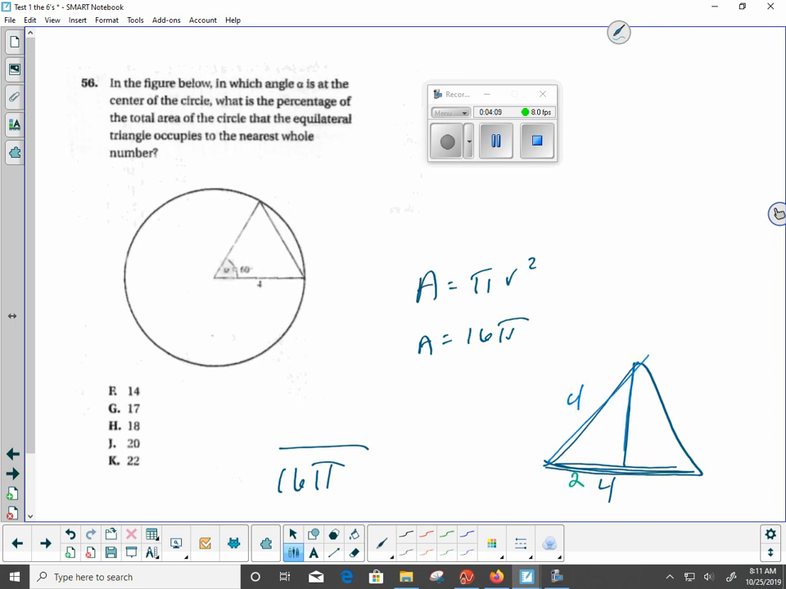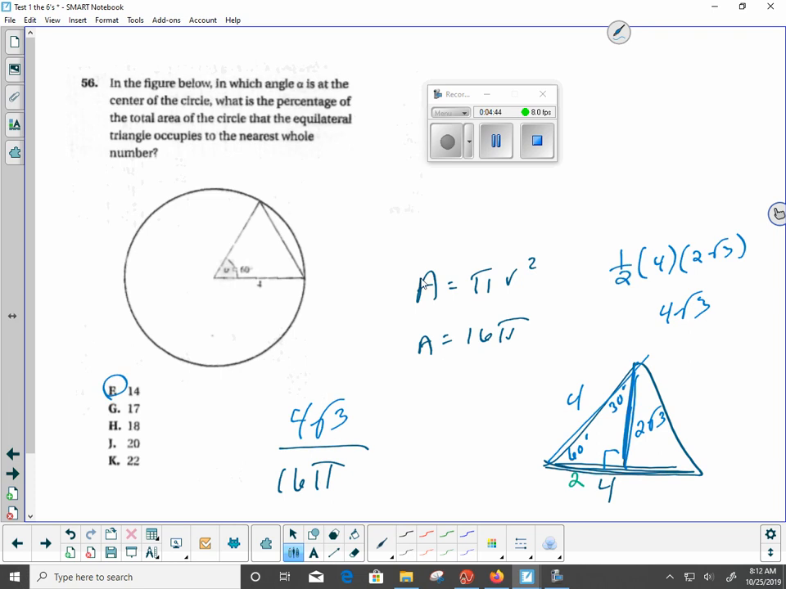And then to find this, I realize that this is a 60-degree angle. I just made a right angle. This is a 30, knowing my 30, 60, 90 proportions, I know that this is 2 times the square root of 3. So then the area of the triangle is 1/2 the base, which is 4, times the height, which is 2 times the square root of 3. When I do all that, I get 4 times the square root of 3. I'm going to do 4 times the square root of 3 over 16 pi, to change it into a decimal, which is percent, and the closest one I believe is 14%.